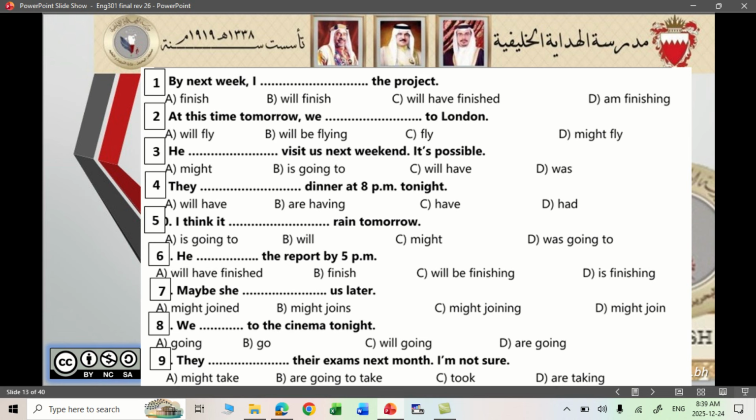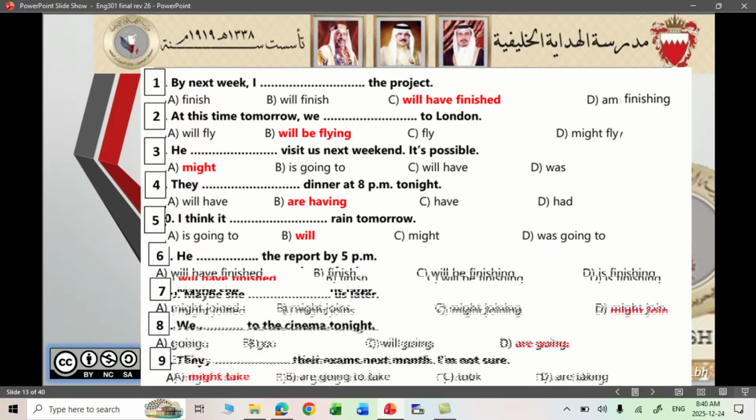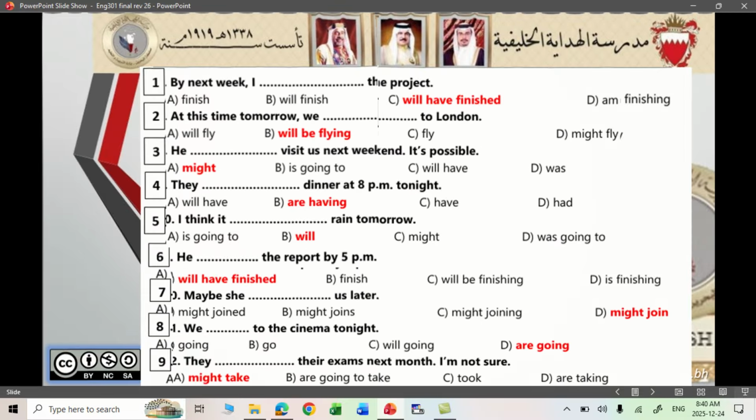Here we have 9 questions that, again, you need to choose the right answer for. Please pause again and then play to watch the answers and check your answers. Okay, as you have paused, we are back, and these are the key answers for the questions. Well, let's move on.